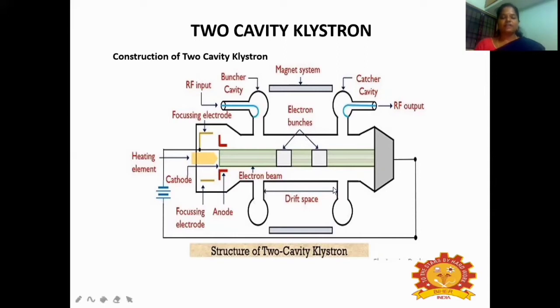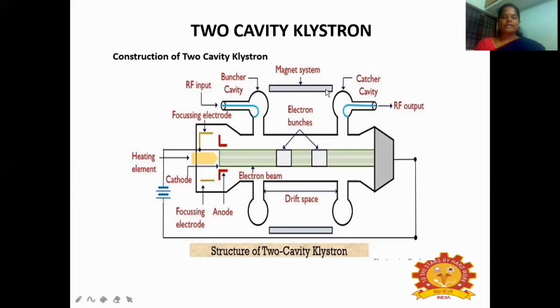The distance between the two cavities is called the drift space. This part is called the collector because all the electrons get collected here. In order to collect all the electrons, the collector is connected to the positive terminal of the battery so that it will attract the electrons, and they get accumulated at the collector.